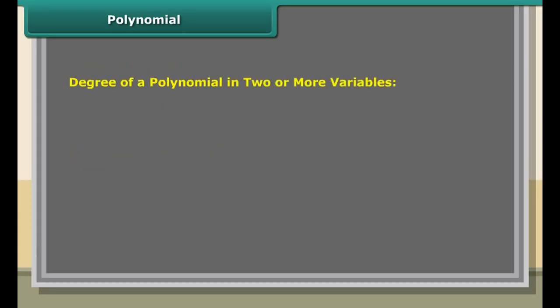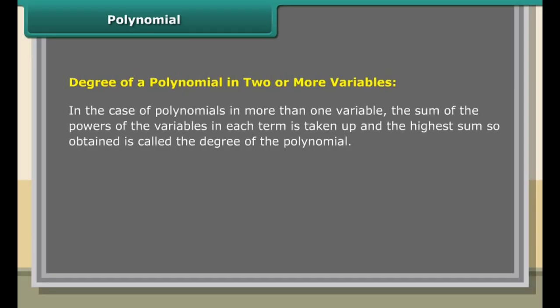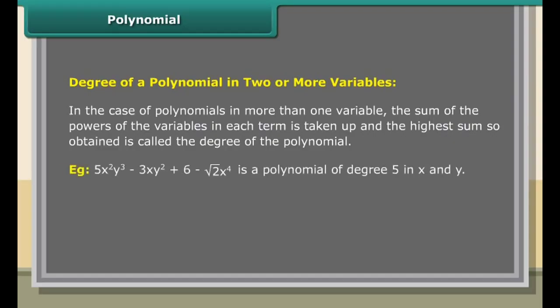Degree of a polynomial in 2 or more variables. In the case of polynomials in more than one variable, the sum of the powers of the variables in each term is taken up and the highest sum so obtained is called the degree of the polynomial. Example, 5x square y cube minus 3xy square plus 6 minus square root 2 x raised to the power 4 is a polynomial of degree 5 in x and y.